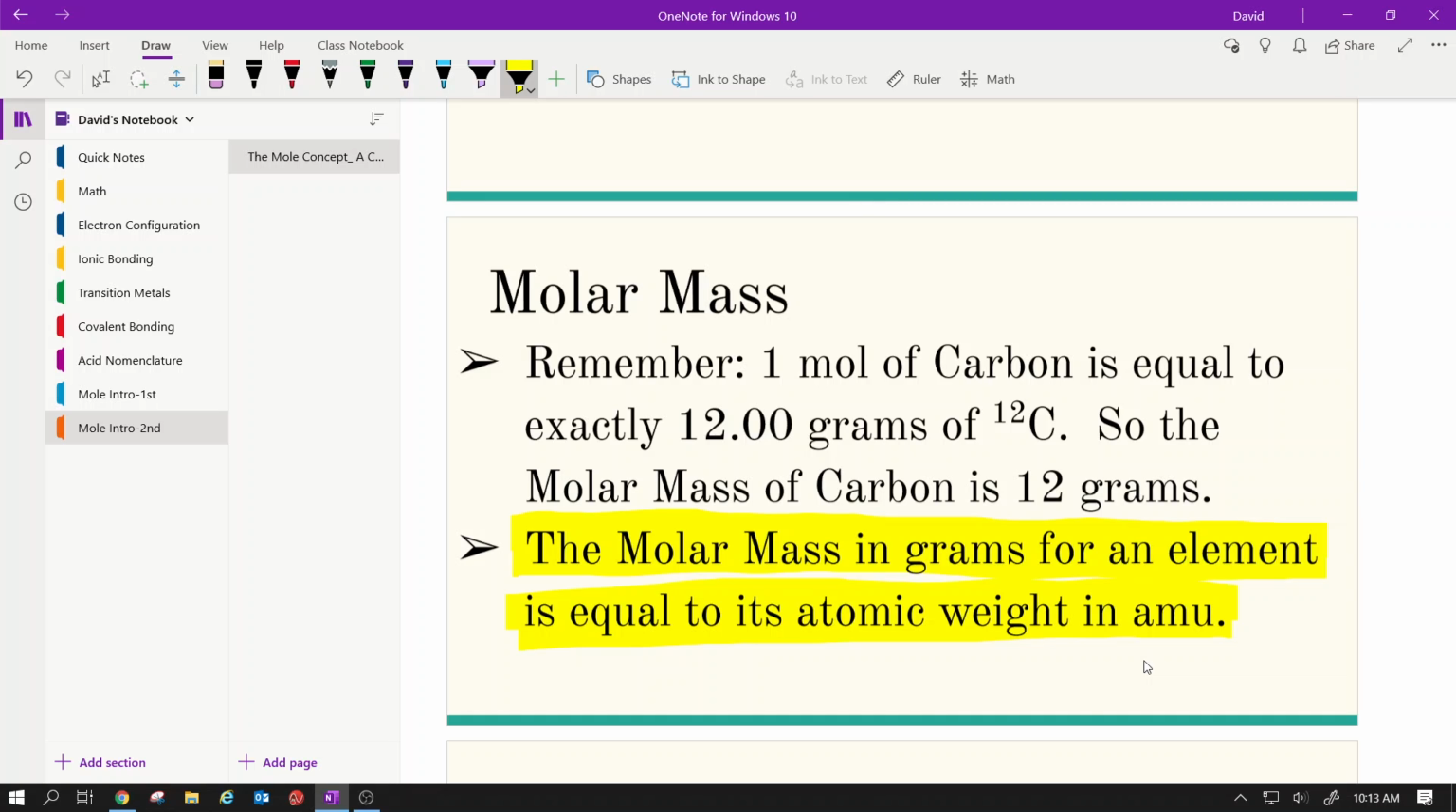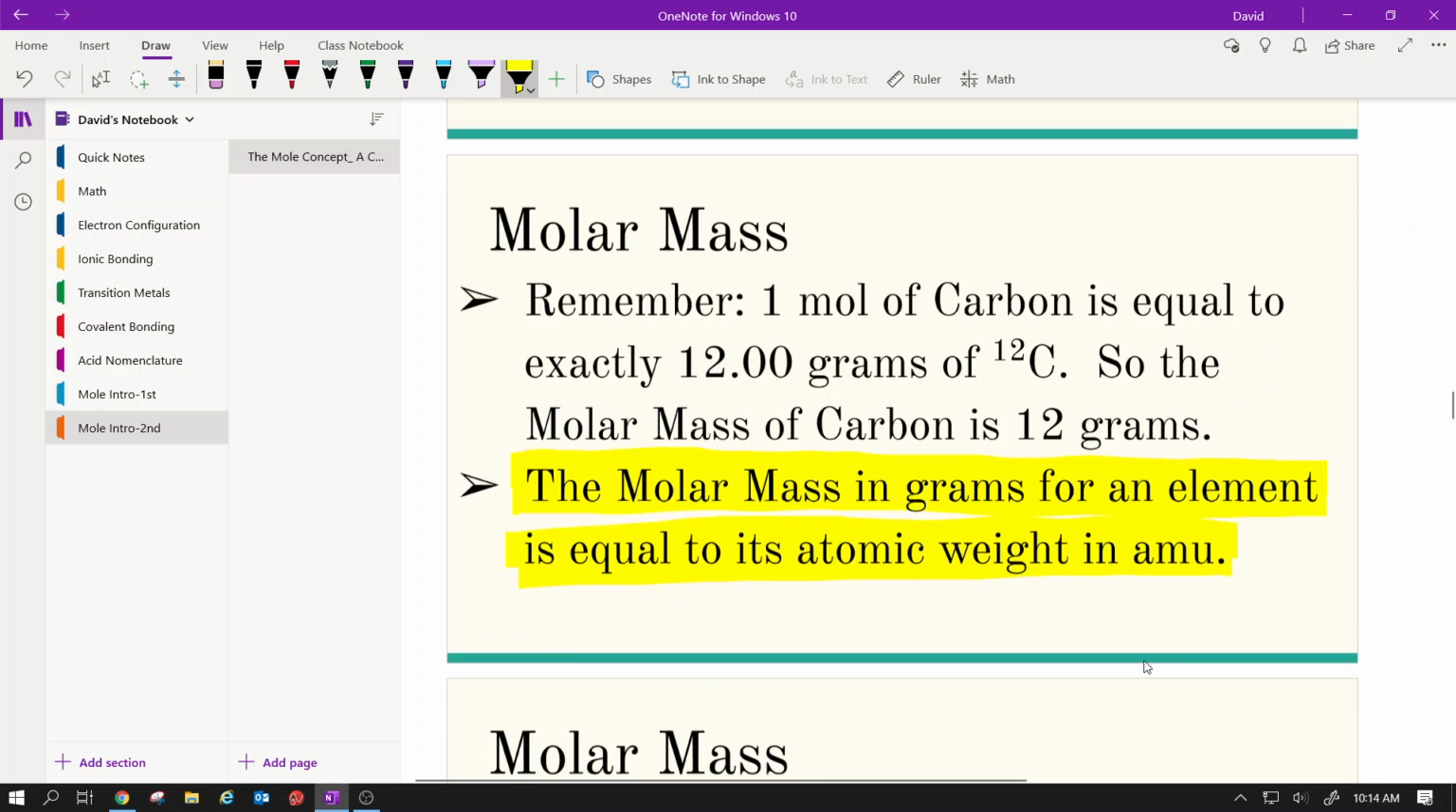Nitrogen has an atomic mass of 14. That means that 1 mole of nitrogen weighs 14 grams. Oxygen has an atomic mass of 16. That means 1 mole of oxygen has a mass of 16 grams. Everybody with me? If I tell you that calcium has an atomic mass of 40, then that means that 1 mole of calcium has a mass of 40 grams. All right? 1 mole of anything has a mass of whatever its atomic mass was, but in grams. Thumbs up? All right, excellent.